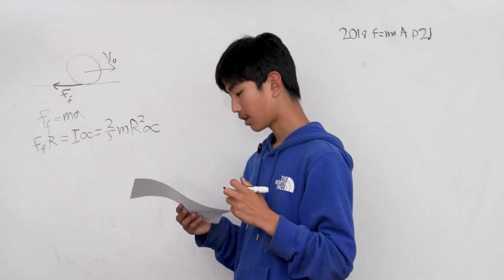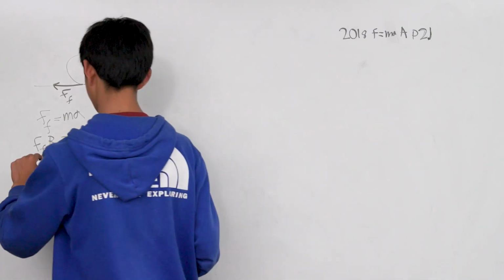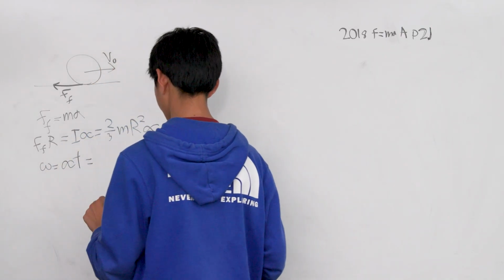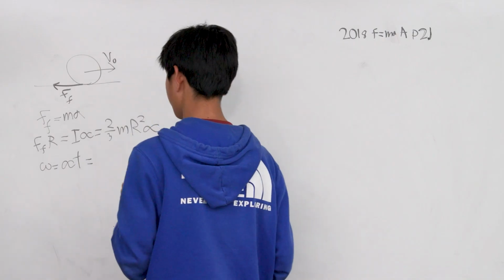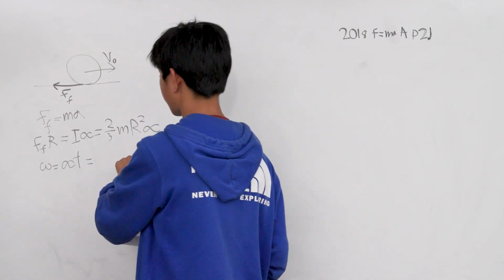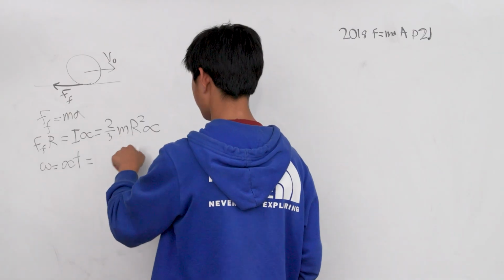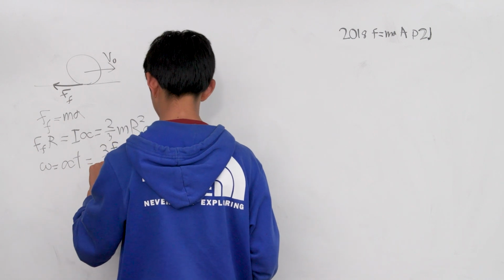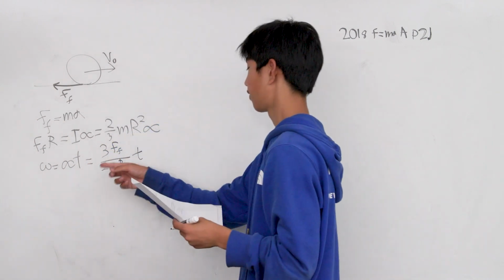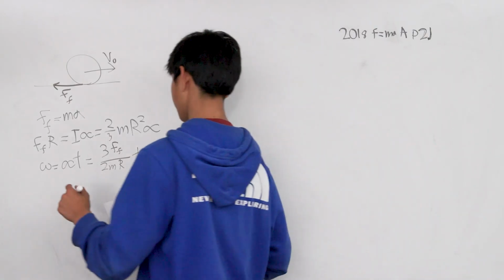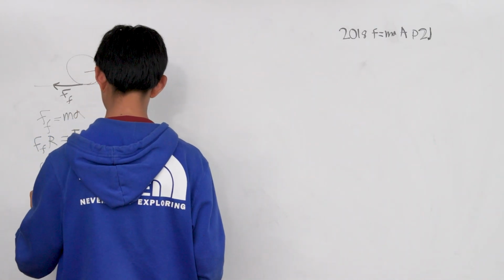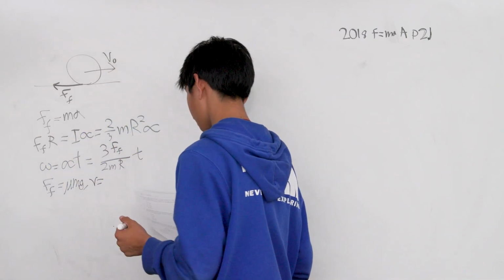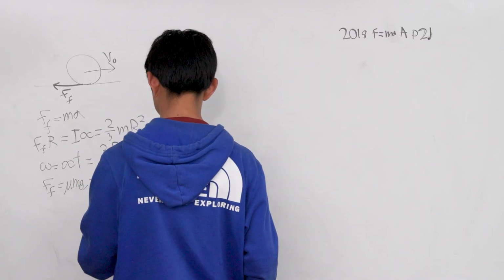Now we know that the angular frequency omega is equal to alpha times time, where you solve for alpha by dividing this by that to get 3 F_f over 2 R, and that's what you get for omega. Now we need to remember that F_f, the friction, is equal to mu mg, and velocity in an angular frequency scenario would be R times omega.